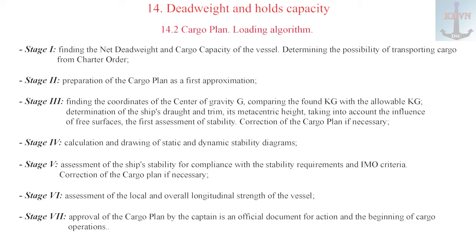Stage 4, calculation and drawing of static and dynamic stability diagrams. Stage 5, assessment of the ship's stability for compliance with the stability requirements and IMO criteria. Correction of the cargo plan if necessary. Stage 6, assessment of the local and overall longitudinal strength of the vessel. Stage 7, approval of the cargo plan by the captain, is an official document for action and the beginning of cargo operations. In this lesson, we will look at Stage 1, net deadweight and cargo volume capacity. Drawing up a cargo plan, Stage 2, is a separate topic and will be discussed further.